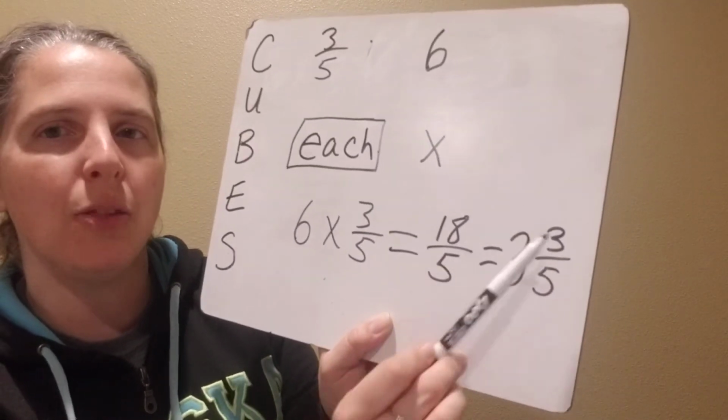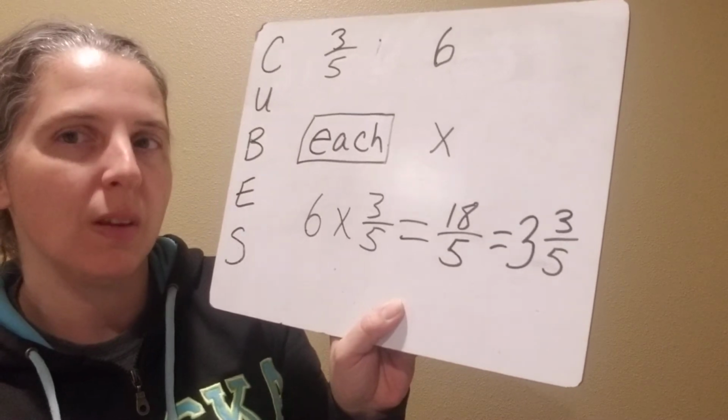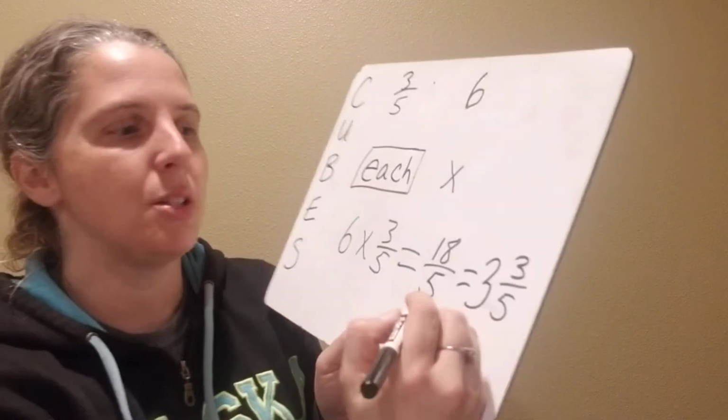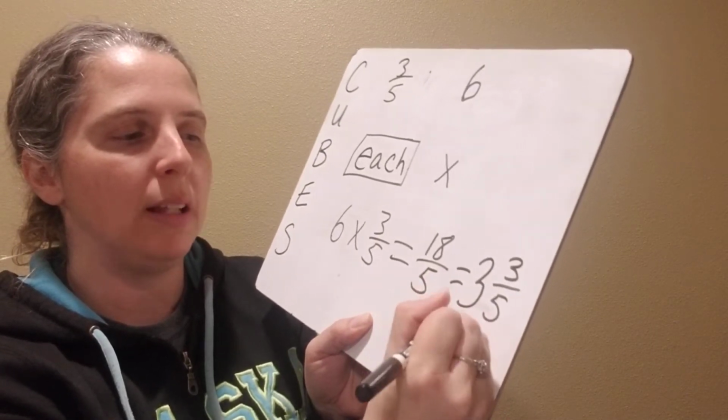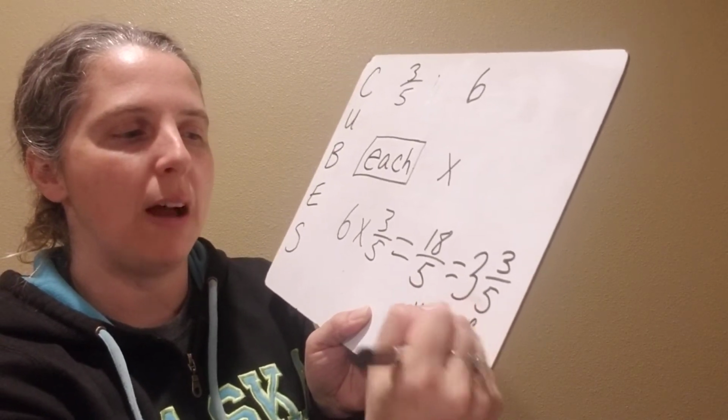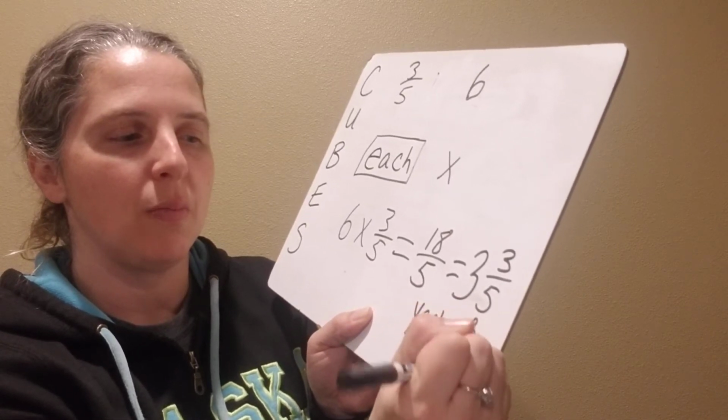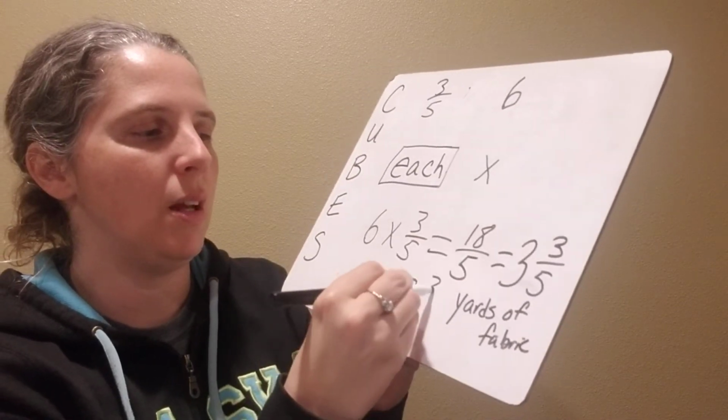Now she needs 3 3/5 what? Yards of fabric. So you do need, I ran out of room, I'm going to have to write it underneath, but you do need to write the label, yards of fabric. Okay? 3 3/5.